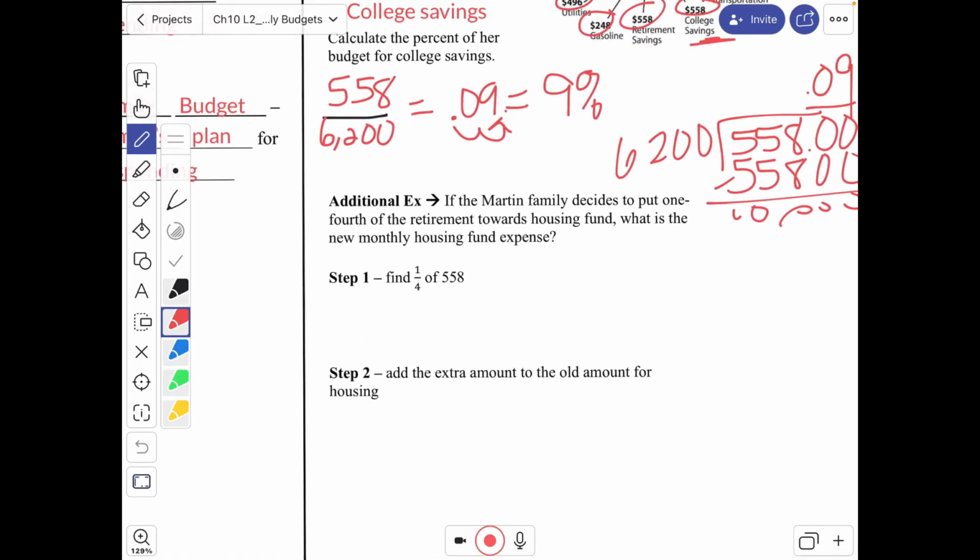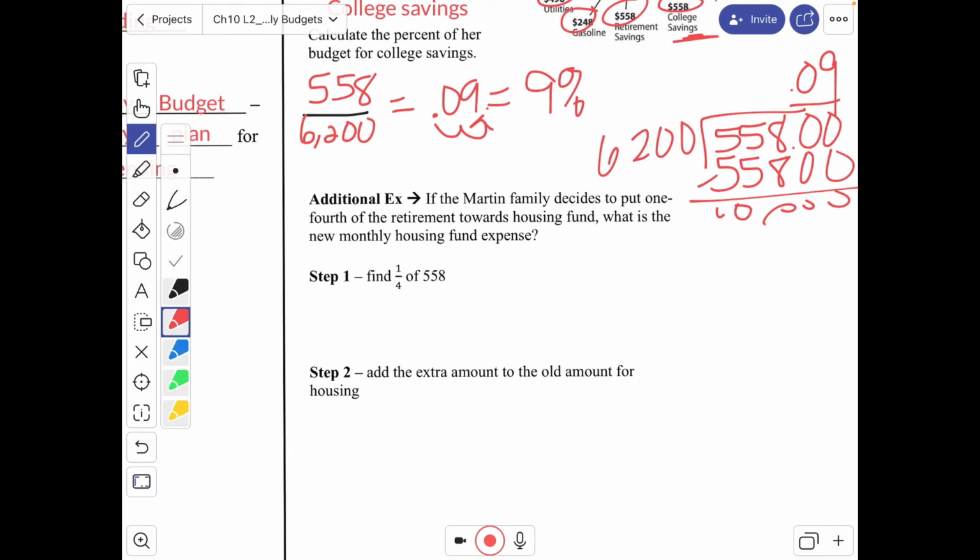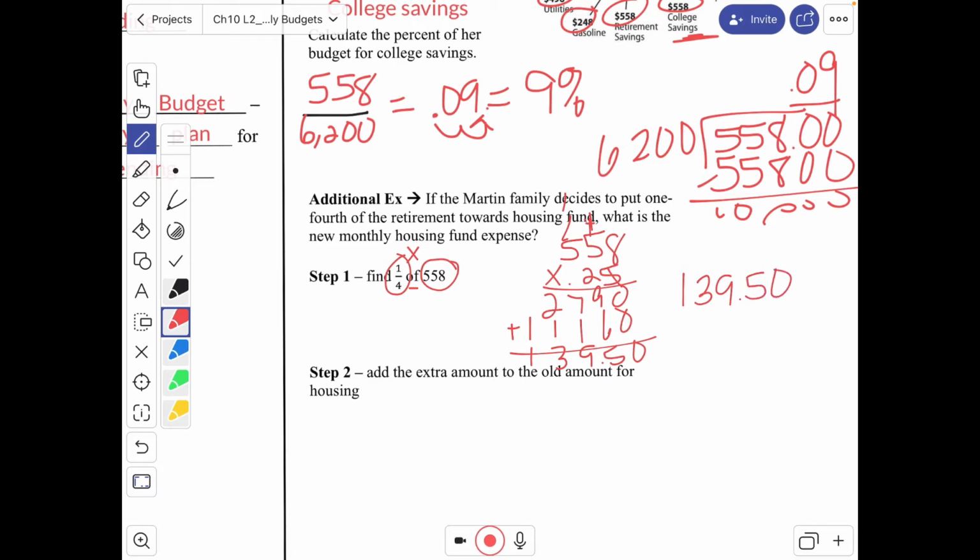Next example. If the Martin family decides to put 1/4 of the retirement towards housing fund instead, what is the new monthly housing fund expense? So if they ask you to find 1/4 of the 558, because 558 was the retirement, of still means to multiply, and you probably want to change 1/4 to a decimal, so that's 0.25. And you get $139.50. And they want to add that to the housing allowance.